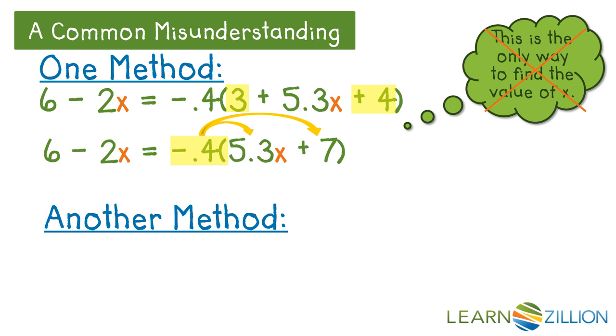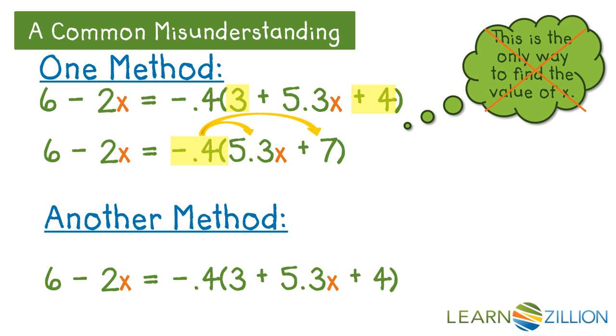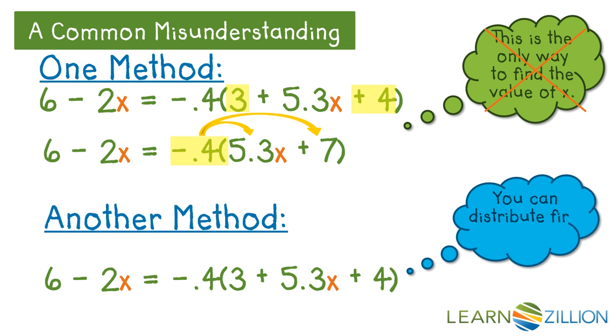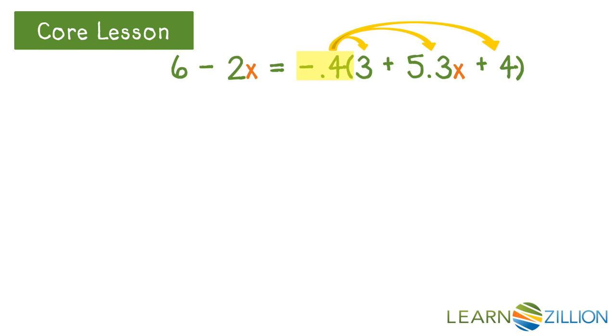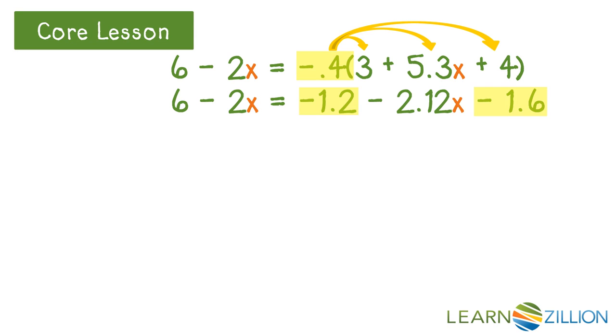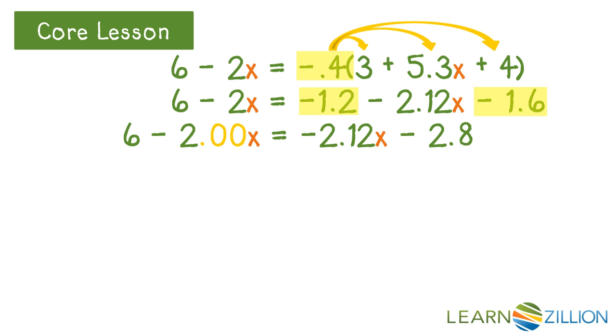Another method that would work is to just go ahead and distribute before combining like terms. We will have to distribute to an extra term, but let's see how the rest of the problem works out when we go ahead and do this. Once we distribute the negative 0.4 to the whole group in the parentheses, we can simplify further by combining the like terms. Then we are right back to where we were in the last method.